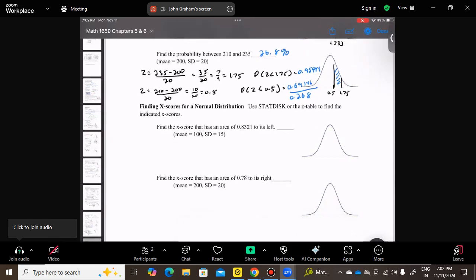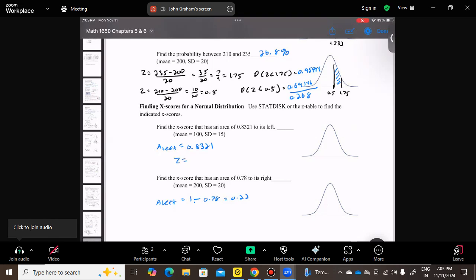Okay, so now we want to find the x-scores. Now this is going backwards. We'll have the area, find the z-score, then we find the x-score. So the area to the left, we'll do both of these at the same time. For the first, the area to the left is given. And for the second one, the area to the left is 1 minus the area to the right. Okay, so 0.8321 and 0.22.